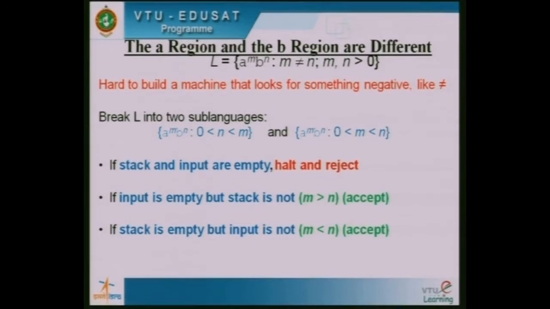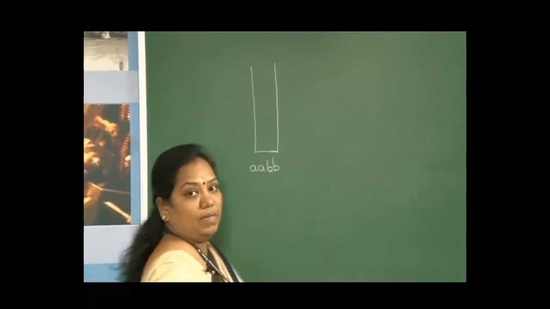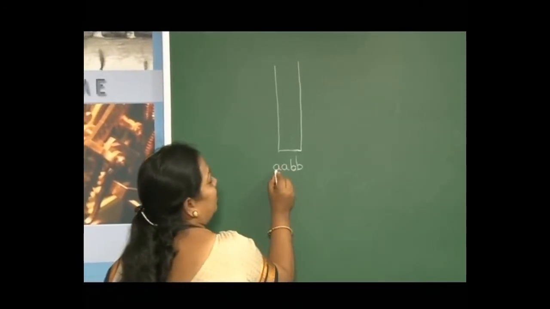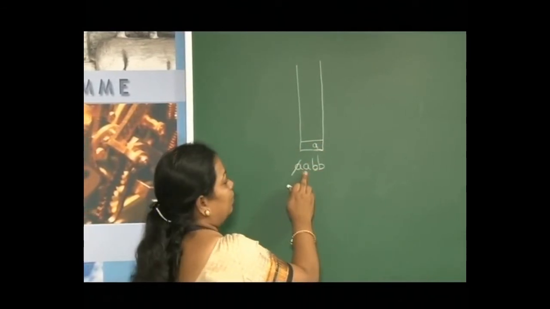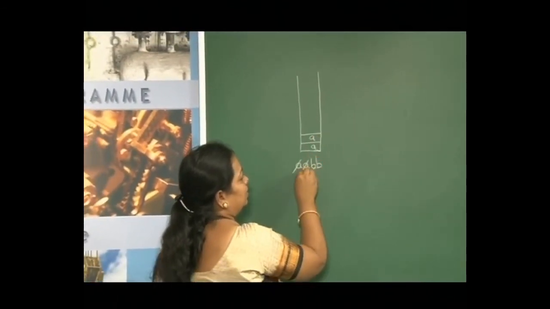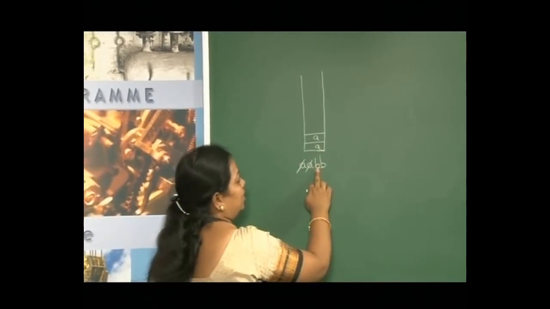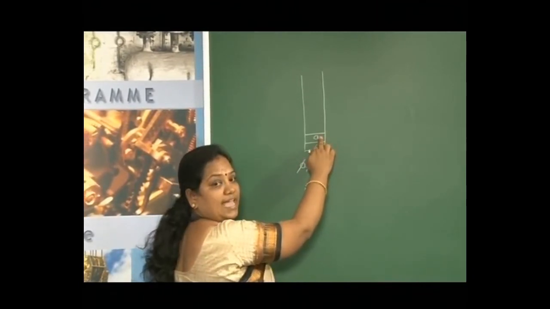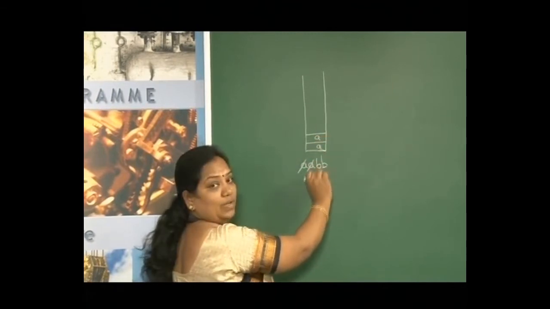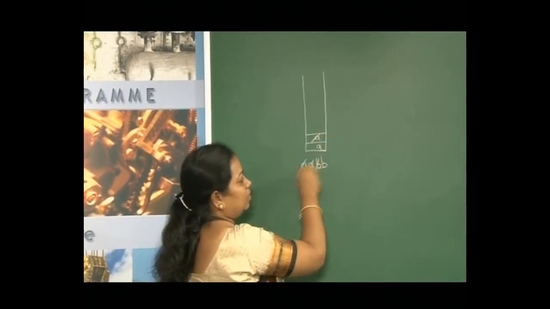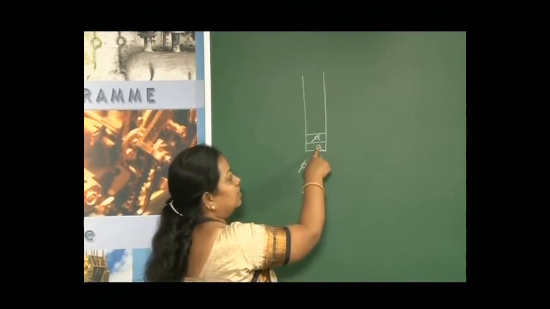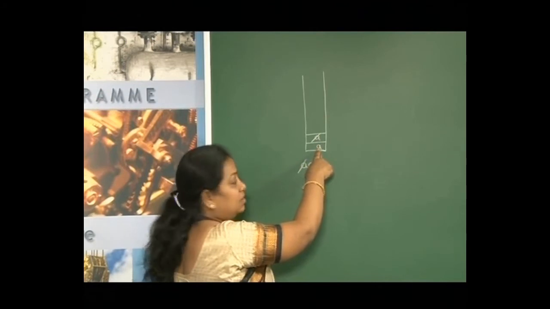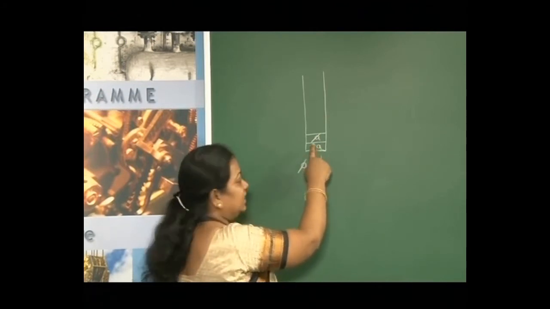if this is your stack and the input string is AABB, as you have seen, whenever I come across A, I will push that A into the stack. Again one more A, I will push that A into the stack. But when I come across B and the topmost element is A, then this A is paired with this B, and this A is popped and B is consumed. Next I have one more input B, stack symbol is A, then what to do?